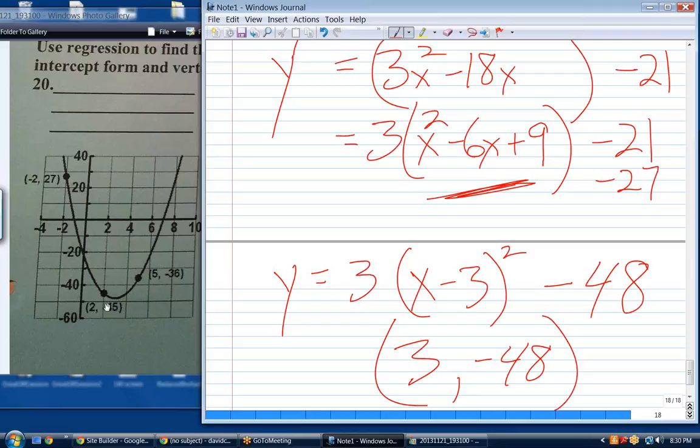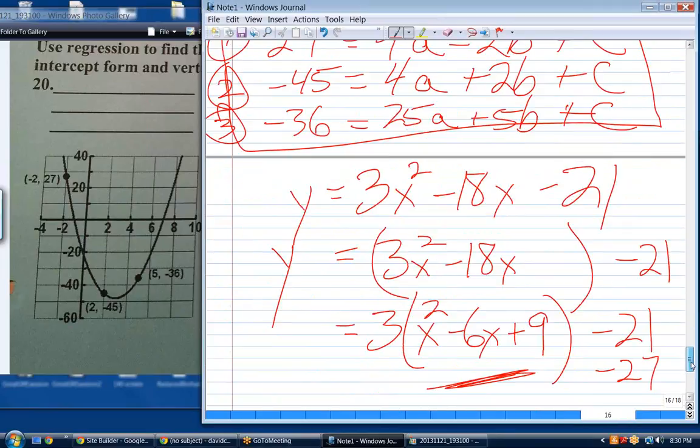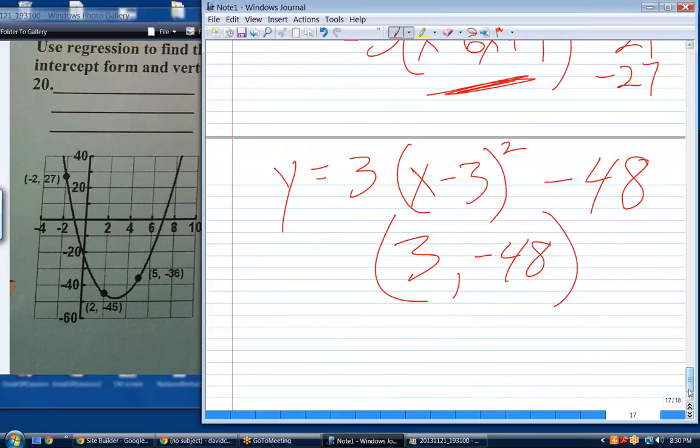Okay, so when you go to vertex format from standard format, you have to complete the square. That's the only way to do it. If you're going from standard format to x-intercept format, you try to factor it as much as you can. This one factored nicely, so we were able to put it in intercept format also rather easily.